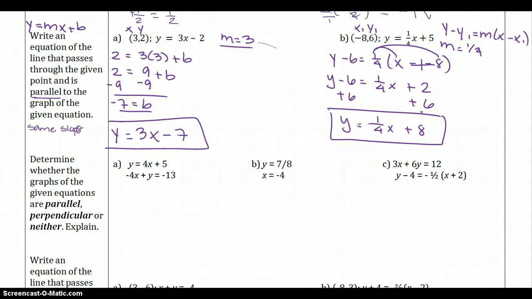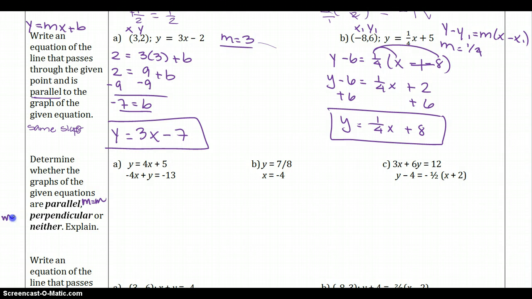Question is, do I care which method you used? Absolutely not. No one cares as long as you get the same answer. So if you prefer to use y equals mx plus b, go ahead and do that. But if you prefer point slope form, you're welcome to do that as well. Okay, your next example is determine whether the graphs of the equations are parallel, which means that they will have the same slope, so m equals m.